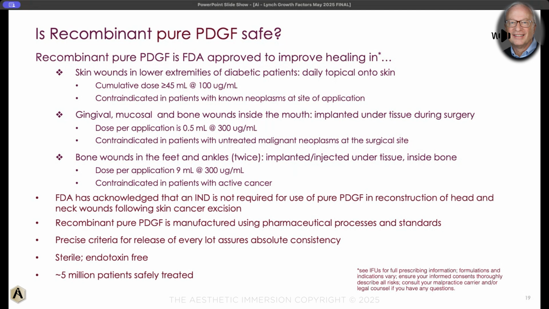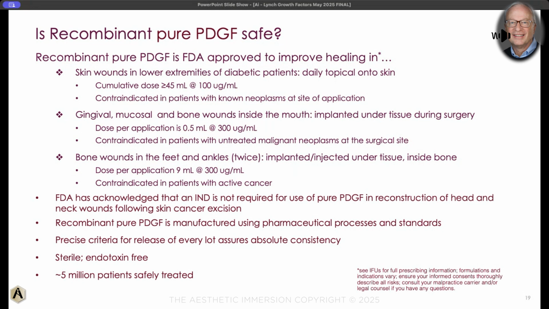And there is really only one contraindication that really pertains to us. There's a few others like, well, you don't want to put it on osteomyelitis, right? And that kind of thing. It's an infection of the bone. But the one contraindication that's the main one, and frankly, the only one for the product that's indicated to treat diabetic foot ulcers, the only contraindication that's listed is to be used in patients with known neoplasms at the site of application.